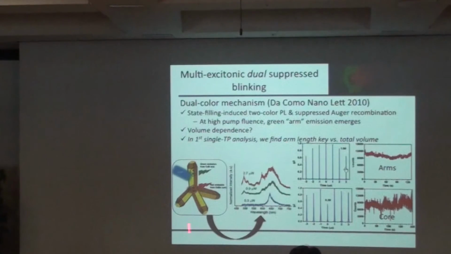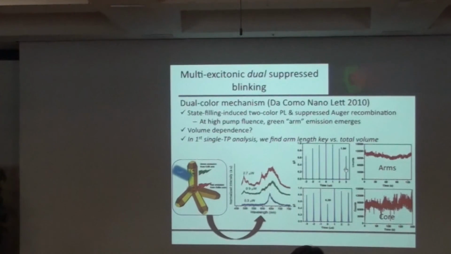Okay, another interesting thing about tetrapods. Why move away from core-shells and move into something kind of exotic like the tetrapod? It's been known for a few years that the tetrapods, because of this extended arm length, can physically segregate excitons, the electron-hole pairs that are formed in the shell or the arms versus the core. If you fill the states in the core, then you give a chance for the excitons sitting in the arms to emit. And so you can get two different colors from the same nanostructure: a red emission from the core and a green emission from the arm.